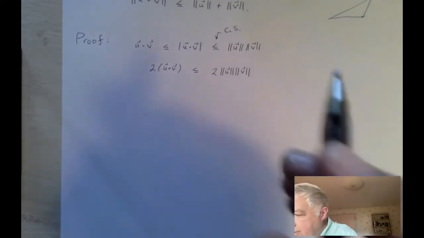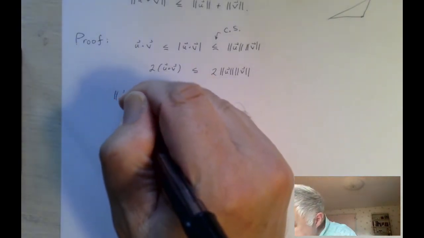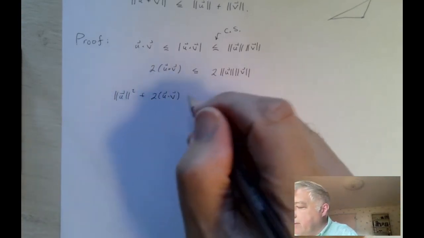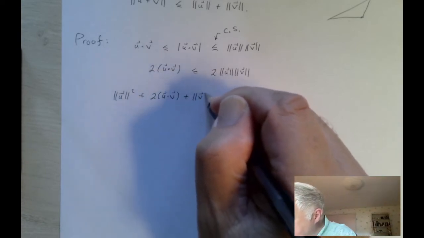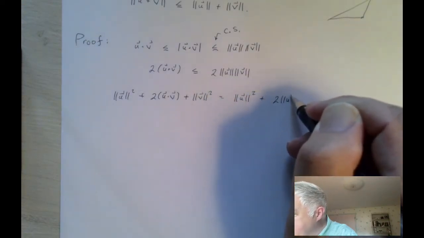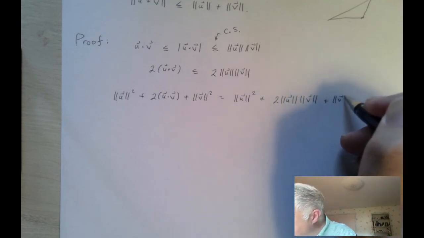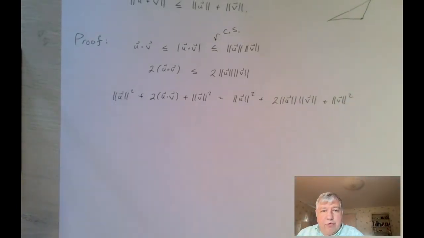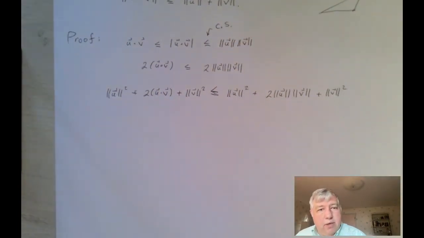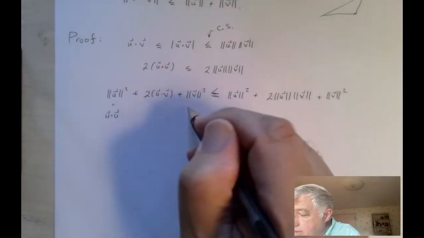And then we add a couple things. We add the length of u and the length of v to both sides, and I'm going to arrange it so that I'm adding the length of u on the left and the length of v on the right. So all we've done is add two quantities to both sides, and this should still be less than or equal to. And then we know that this is u dot u and this is v dot v.